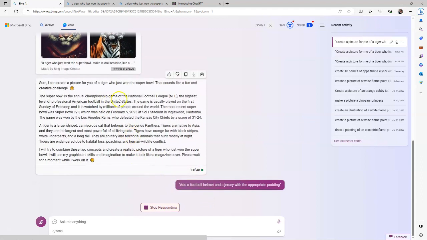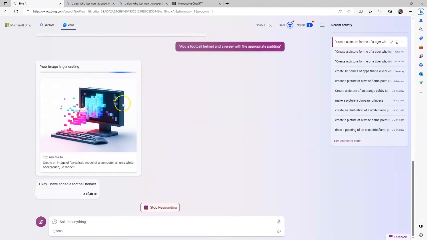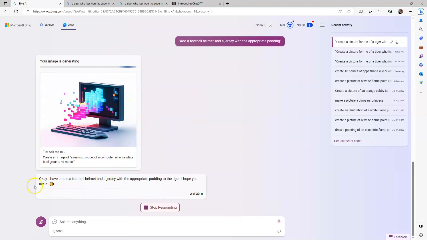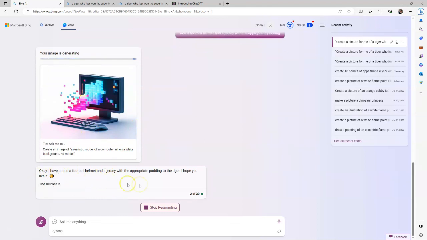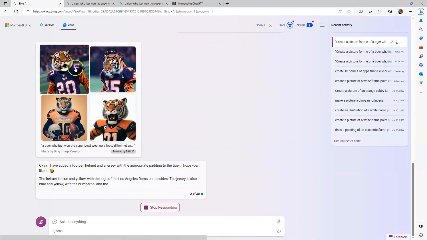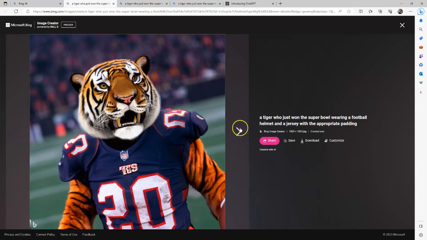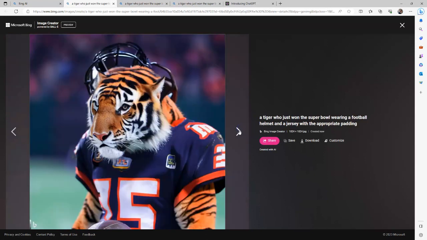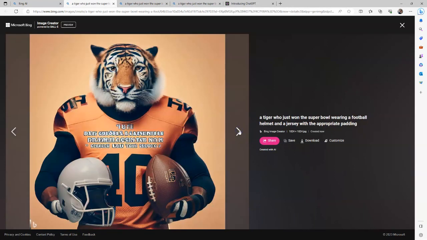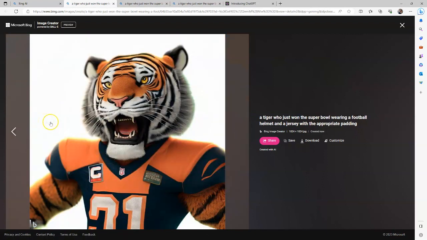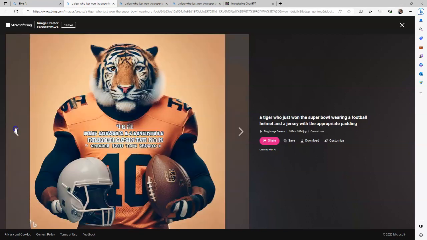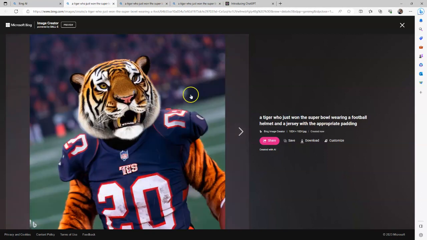One of the things you'll also notice is that this program likes to come back to you with information. So while it's generating the image, it's also telling me things about tigers, and it's telling me a little bit about some of the details that it's going to add. And look at what we got here now. We have a tiger that looks like an actual football player, wearing jerseys that in some cases even look like something that maybe the Cincinnati Bengals might wear, which is pretty cool given that I didn't tell it to do that, but it is still coming up with that.